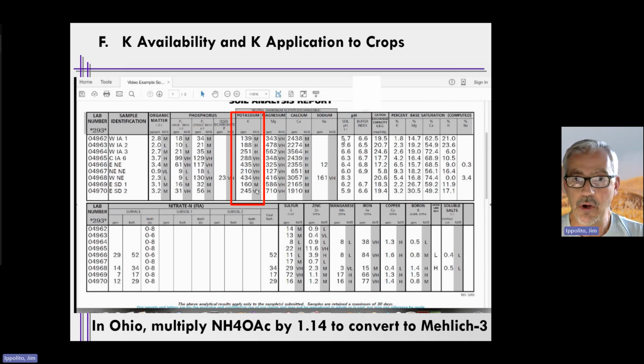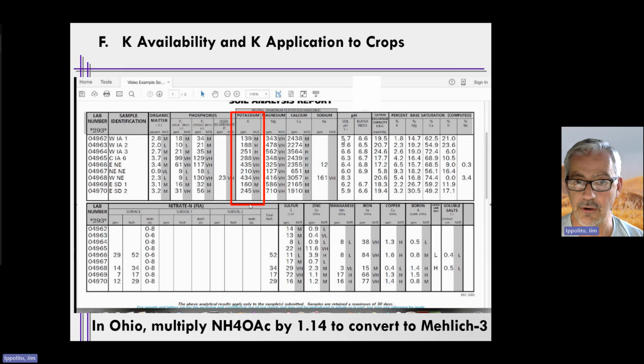In Ohio, ammonium acetate has been historically used, but people are switching to Mehlich-3 extractable potassium, and there's a reason for this. The Mehlich-3 extraction is a multi-element extraction, and you learned about Mehlich-3 being used for extracting available phosphorus in the phosphorus unit. So there is a push to move from ammonium acetate to Mehlich-3. There's been a lot of work in the state of Ohio to correlate the differences between ammonium acetate extractable potassium and Mehlich-3 extractable potassium from soils.